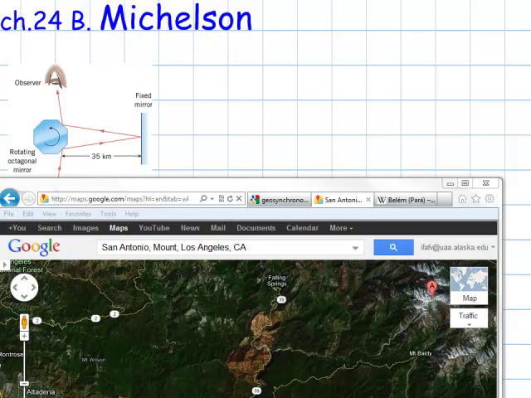This is then for the next problem. Michelson set up for measuring the speed of light with the mirrors placed on Mount San Antonio and Mount Wilson, California, which are 35 kilometers apart. And that's what this illustration shows. Using a value of 300,000 kilometers per second for the speed of light, find the minimum angular speed in revolutions per second for the rotating mirror.